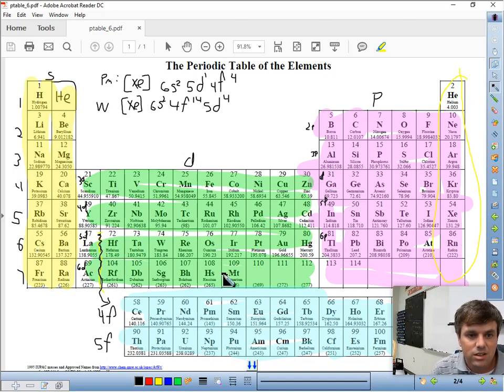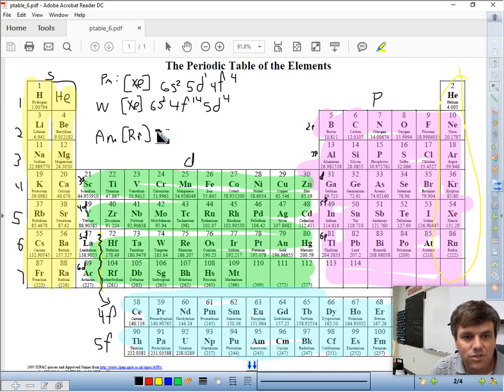So for instance, we want to do the most American of all the elements, americium. It's literally named for the United States of America. It would be radon in square brackets, 7s2, 6d1, 5f, 1, 2, 3, 4, 5, 6.